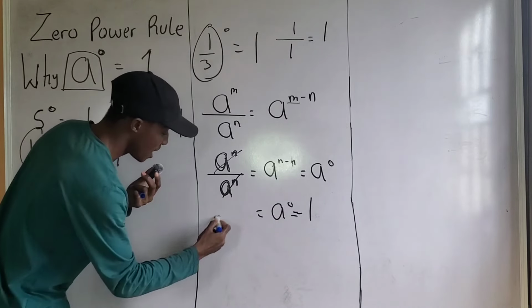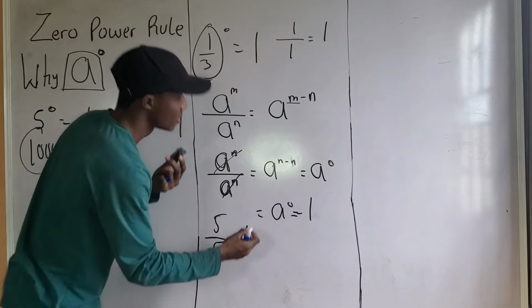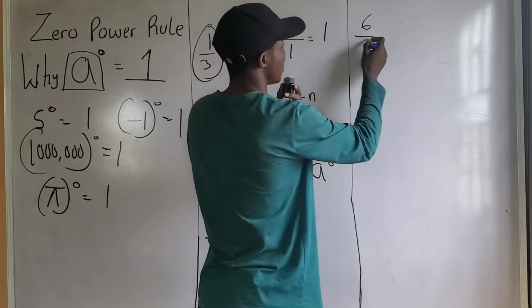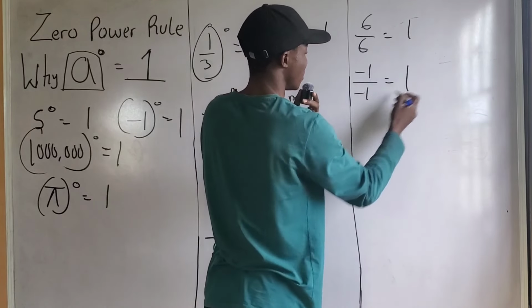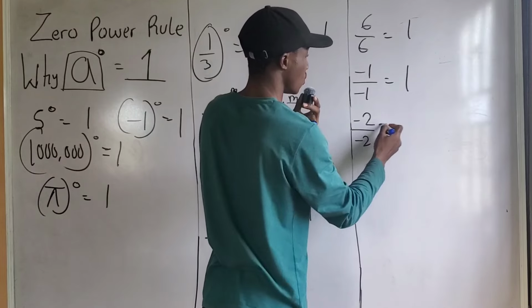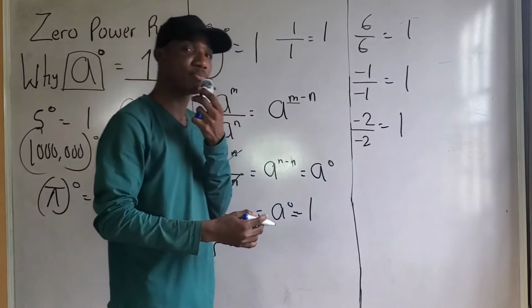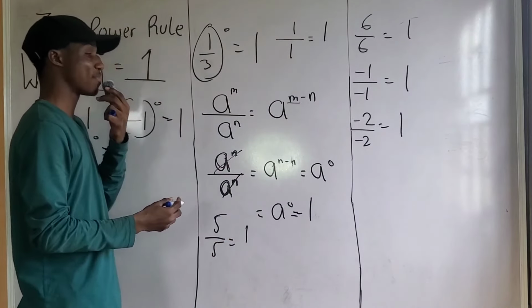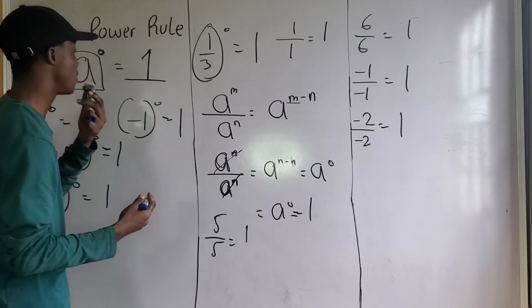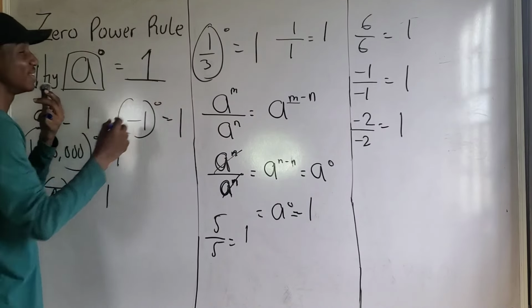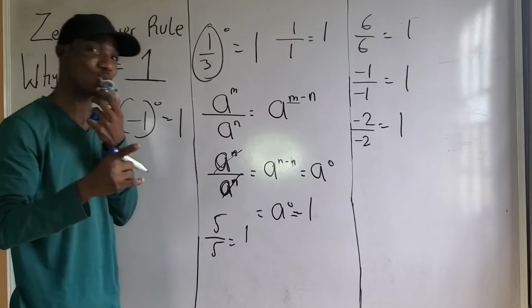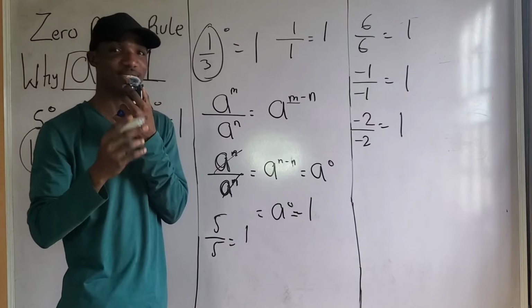For example, 5 over 5, 1. 6 over 6, 1. Negative 1 all over negative 1, 1. Negative 2 all over negative 2, 1. Now, having shown you the reason why if you raise any number to the power of 0, we always have 1, there is an exception. Do not go, okay? Pay attention. There is an exception.